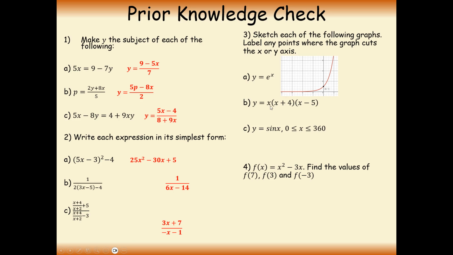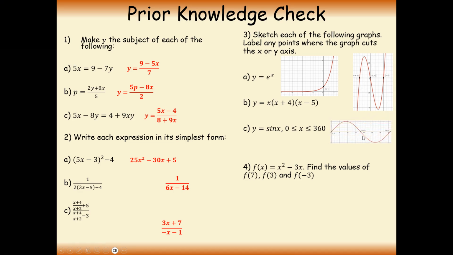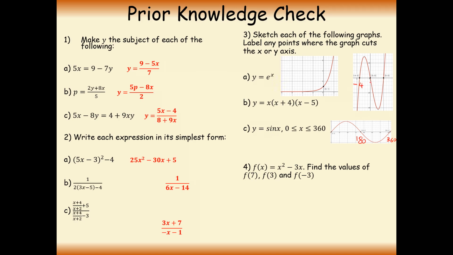Next question is the graph of a cubic curve. It will have a root at minus 4 and plus 5 and at 0, so make sure you label the roots clearly. Next question is a sine curve between 0 and 360 degrees. Make sure you label the intersection points clearly. This is minus 4, this is 0, and that's a 5. 0 and 1.